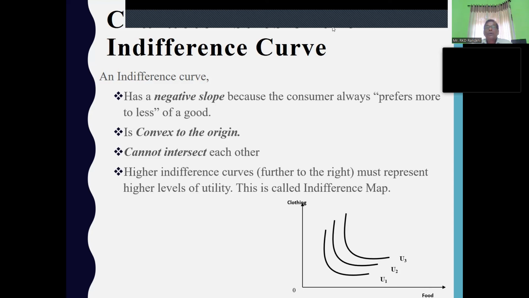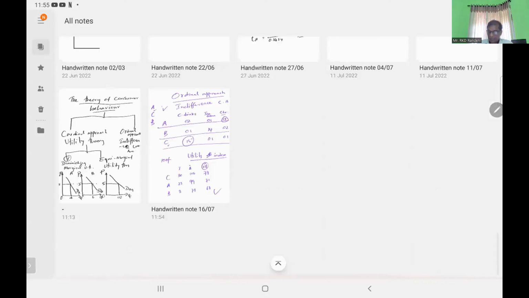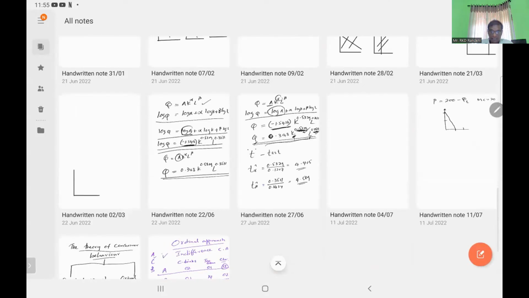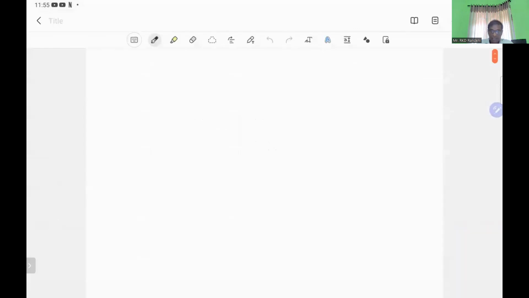Can you, where is that board? Right, we can find that out.